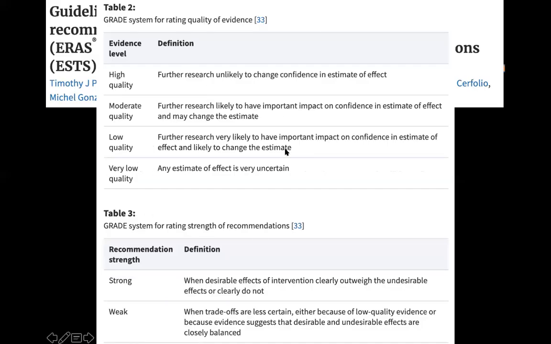But whenever you read a paper, you must look at what is the grade system for that paper and what is the quality of evidence for that paper. Is it okay?